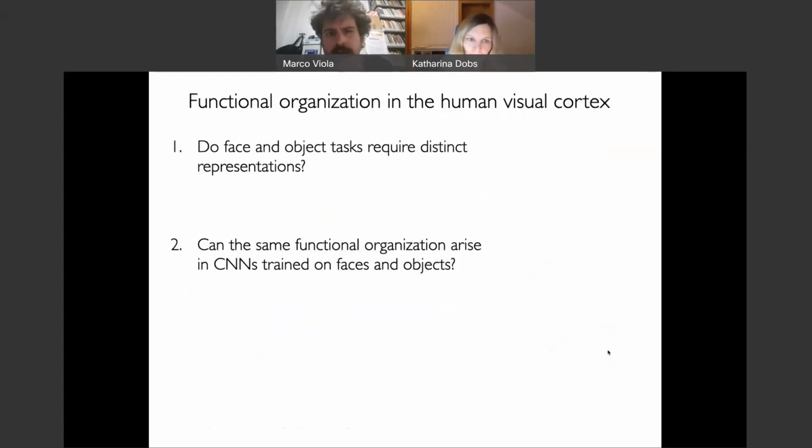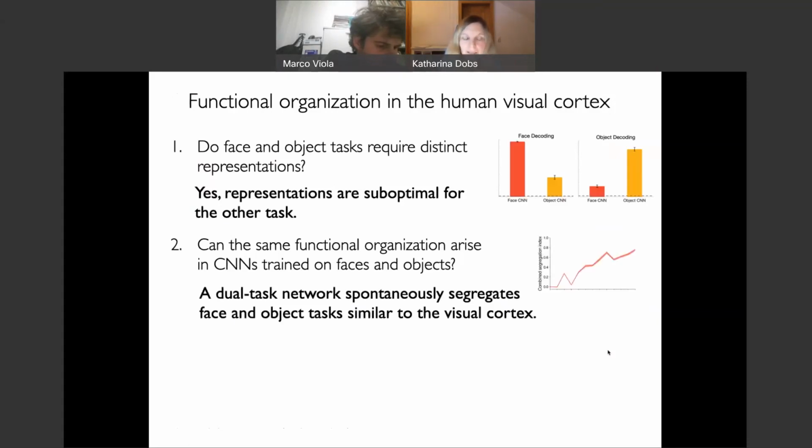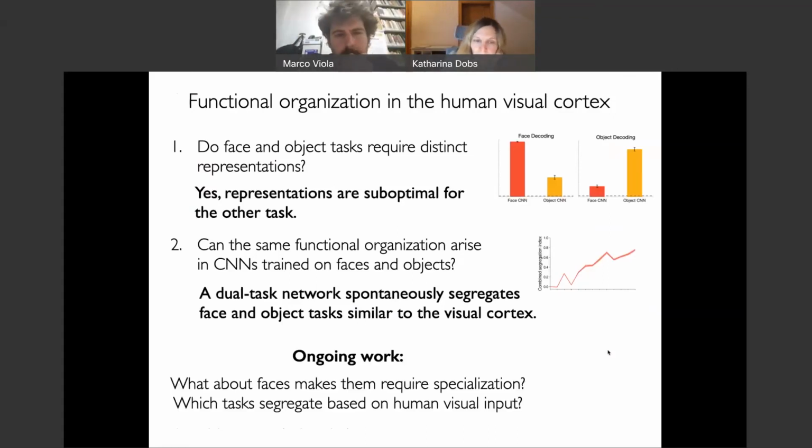So do face and object tasks require distinct representations? We find that yes, the representations are actually suboptimal for the other tasks, giving us a potential explanation for why they need to be in distinct systems. But when we then ask, can the same functional organization actually arise in CNNs trained on faces and objects, we find that the dual task network spontaneously segregates face and object tasks, similar to the visual cortex.